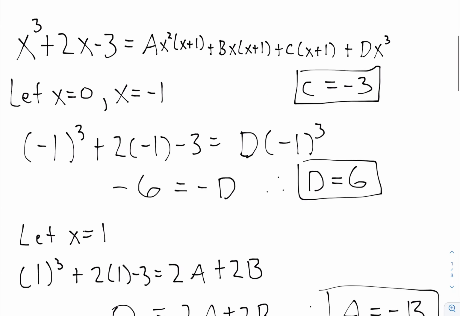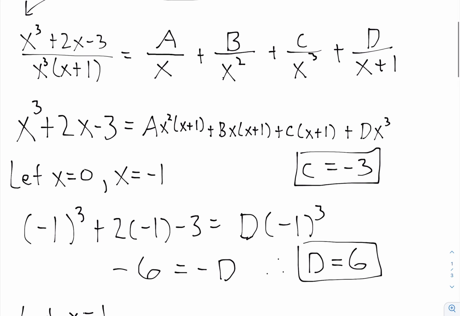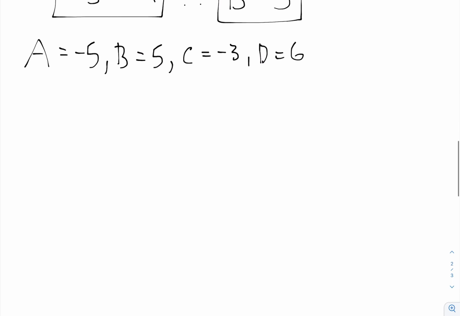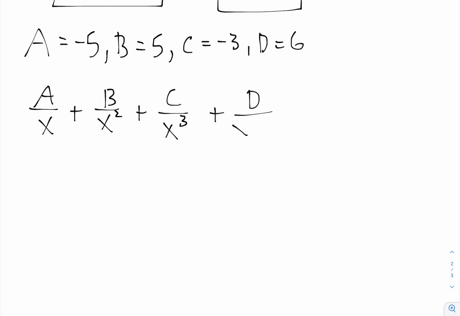Remember our original formatting here: a over x plus b over x squared plus c over x cubed, and then plus d over x plus 1. So I'll just write that here: a over x plus b over x squared plus c over x cubed. And we had this plus d over x plus 1.